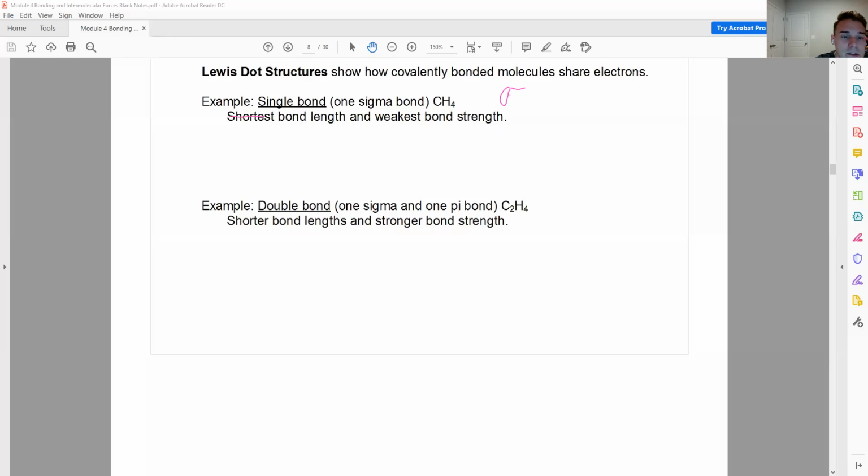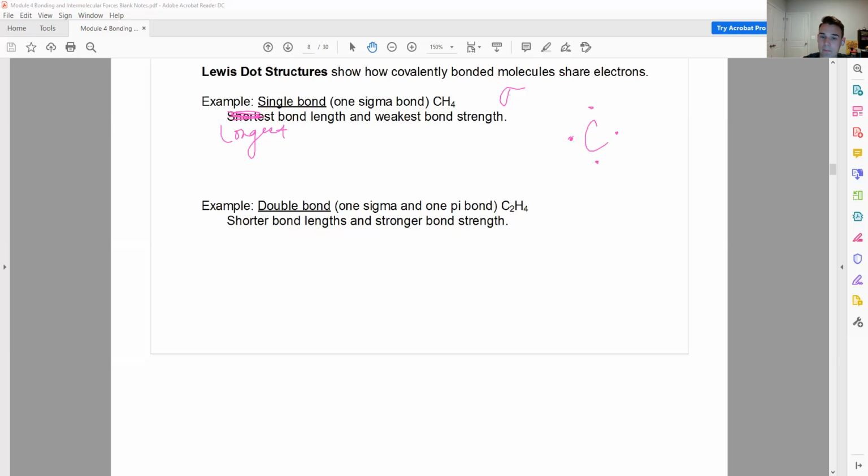And single bonds are not the shortest, actually the opposite. They are the longest bond length and they have the weakest bond strength. So if you remember back to how you do your Lewis dot structures, you draw your element and then starting, you don't have to start at the top, I always start at the top, go and give each one of its valence electrons on each side before you go back and pair them up.